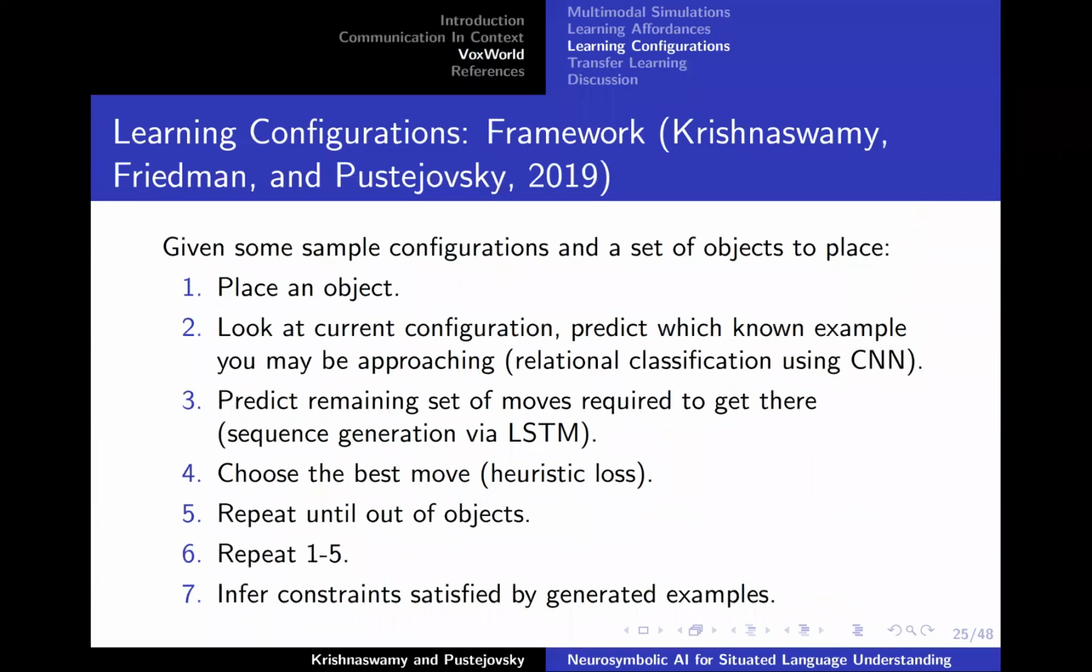Given the sample configuration and a set of objects to place, you place an object, look at where you are and predict using a CNN which known example you may be approaching, then predict the remaining set of moves required to get there using an LSTM. Choose the best move out of those options and then repeat until out of objects. And then once you're done, you have a couple of examples and you try to infer constraints over them.